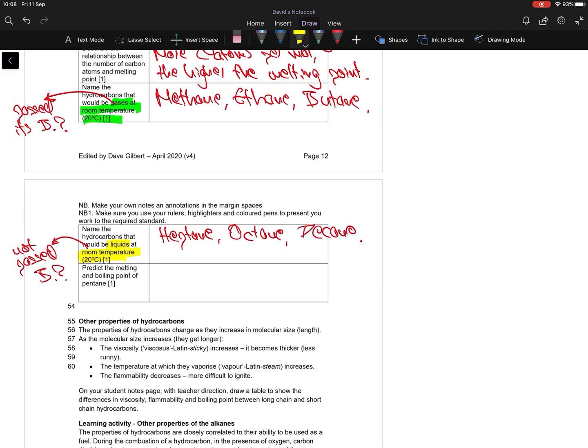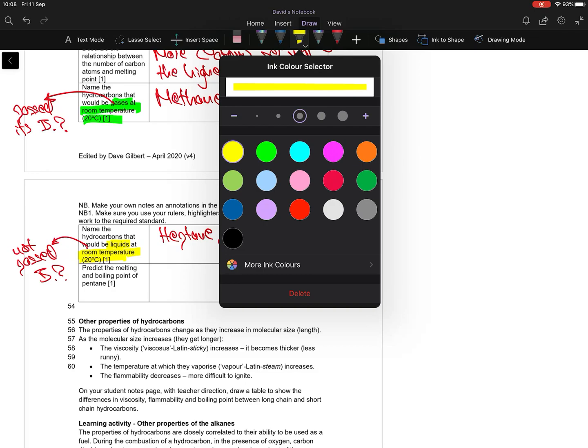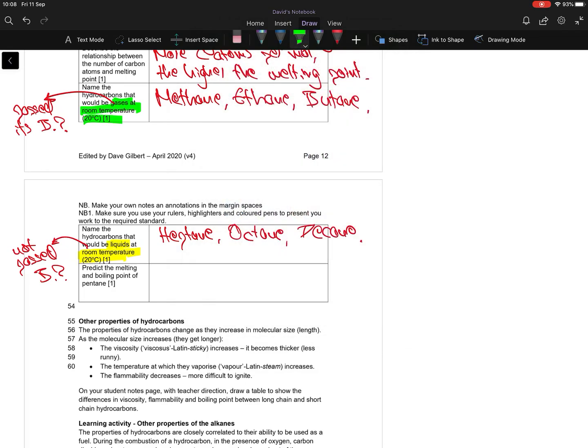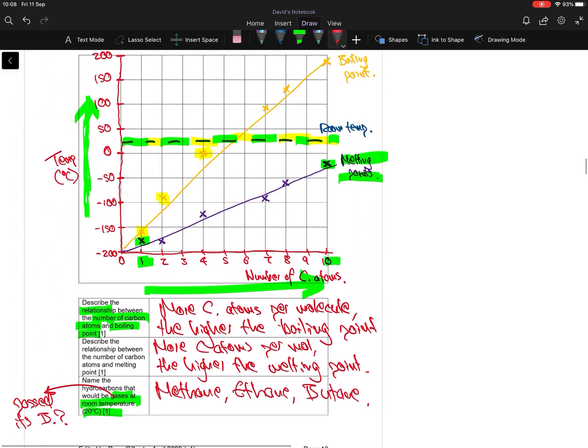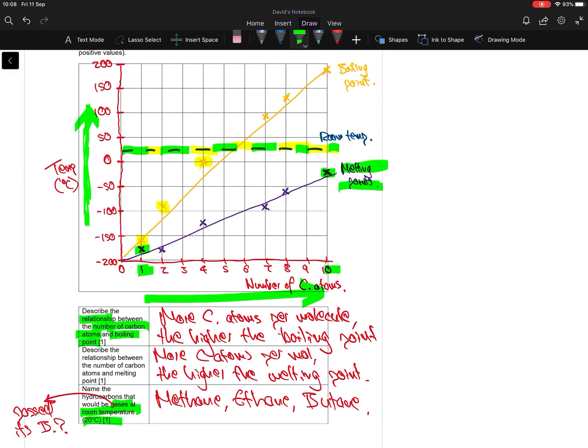Now, next question. Predict the melting and boiling point of pentane. Think shapes, if you're never sure with hydrocarbons. How many sides does a pentagon have? It has 5. So therefore what we're saying is pentane has got 5 carbon atoms per molecule. So how are we going to use the graph to predict the boiling point and the melting point of pentane? So let's highlight 5 carbons here.